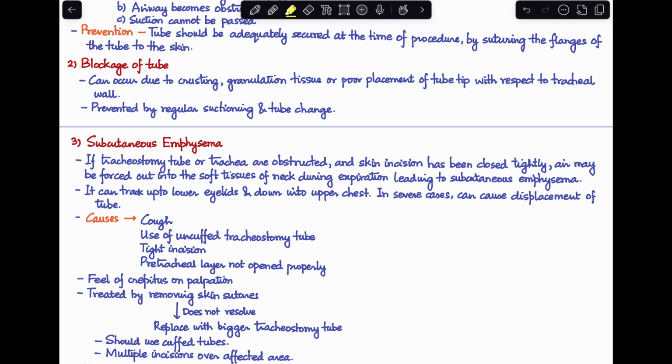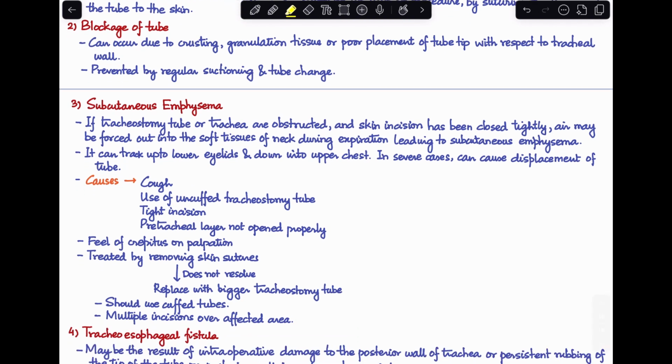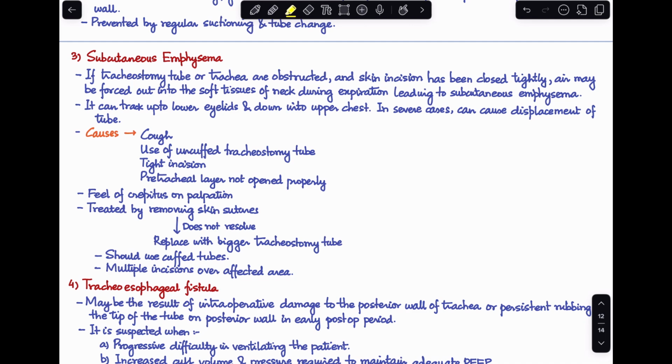Now, the suction, how do we suction this? I have spoken about this in my last class when I discussed the post-operative care of the patient. I have discussed in detail how we should perform suctioning in a post-tracheostomy case. Next complication is subcutaneous emphysema. Now, how does this develop?